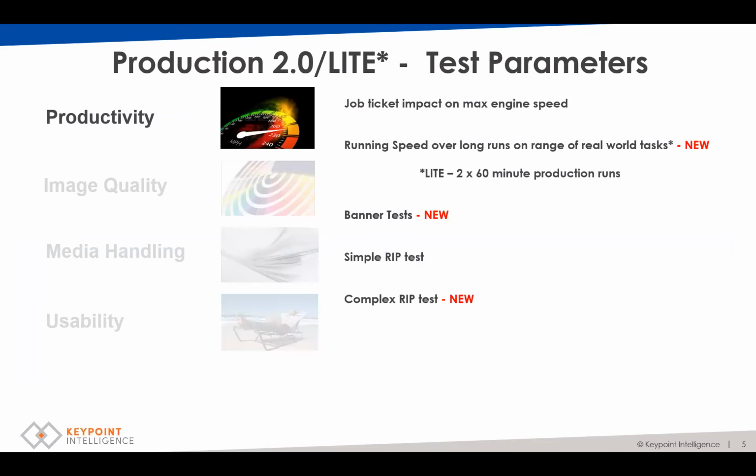For productivity, we send various job tickets to the engine and test the engine speed. We're also running long run tests, which last about 90 minutes, and for the Lite version, 60 minutes. Among them, we're also measuring the speed. We're also testing banner paper, and two kinds of RIP test: one is a simple RIP and the other is a complex RIP.